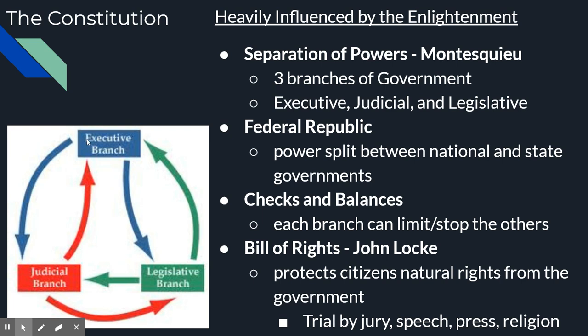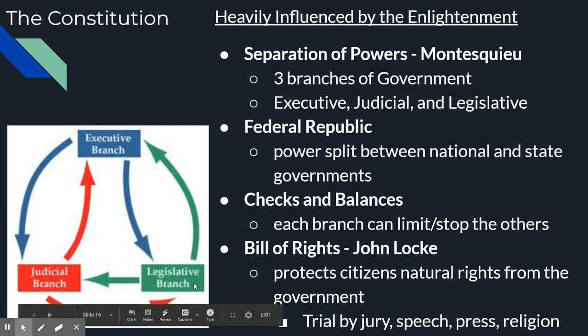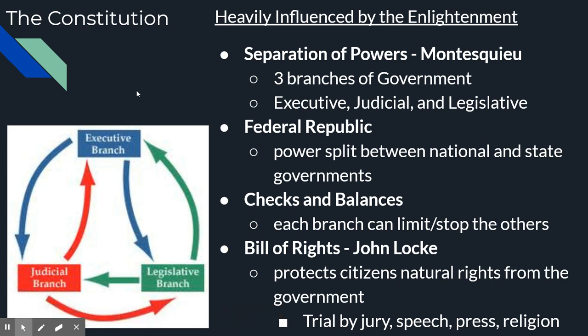So the United States government to this day has three branches of government. We have the executive, which is the president, the legislative, which is Congress, and the judicial, which is the Supreme Court. And they're separate, so none of them can get too much power and become a dictator. We'll go over how they do that when we get to checks and balances.